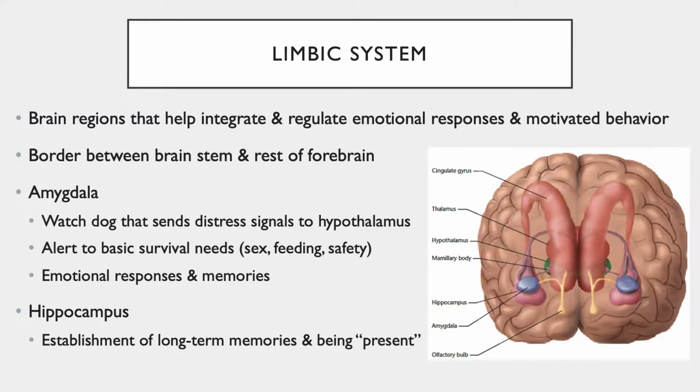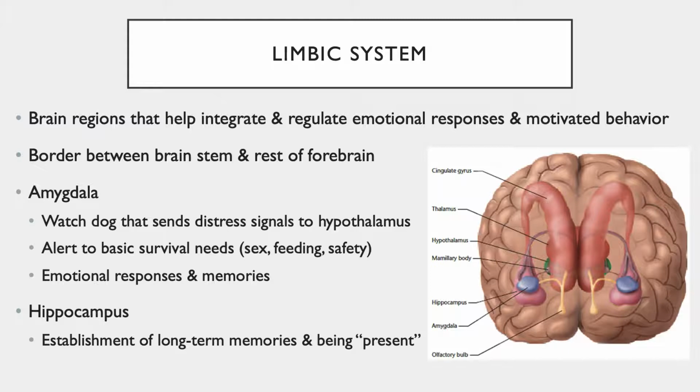The limbic system is a combination of brain regions that help integrate and regulate emotional responses and motivated behavior. These brain structures are located at the border between the brainstem and the rest of the forebrain. You can consider it as the beginning of the forebrain.